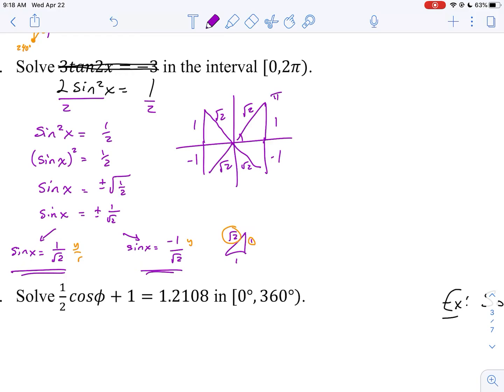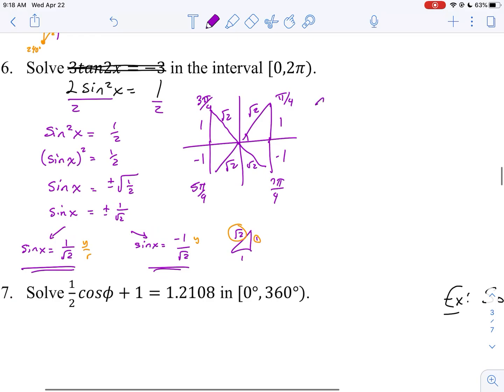So these are 45-degree angles. Hopefully you remember that's pi over 4. This is going to be 3 pi over 4. This is going to be 5 pi over 4. And this is going to be 7 pi over 4. So your answers are going to be pi over 4, 3 pi over 4, 5 pi over 4, and 7 pi over 4.